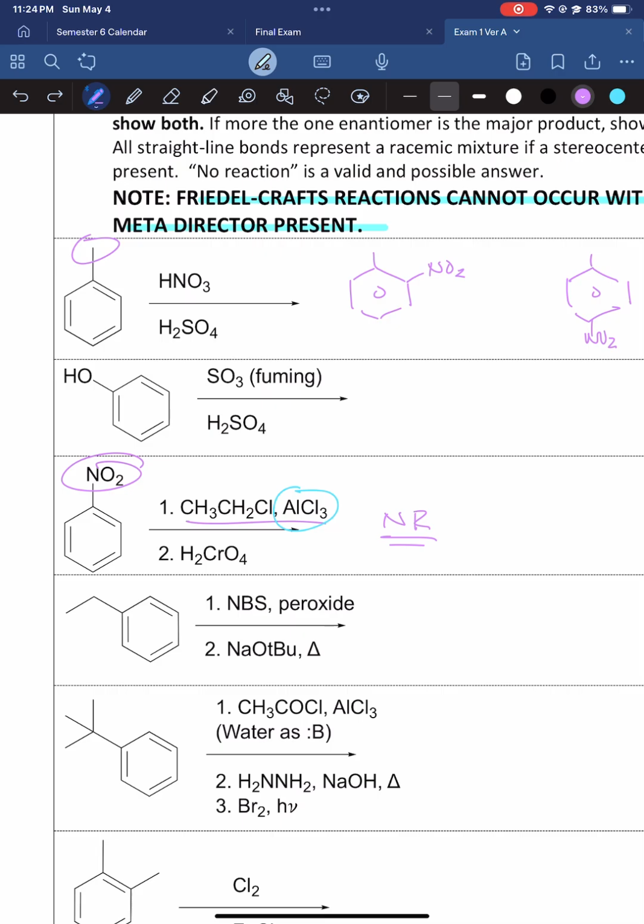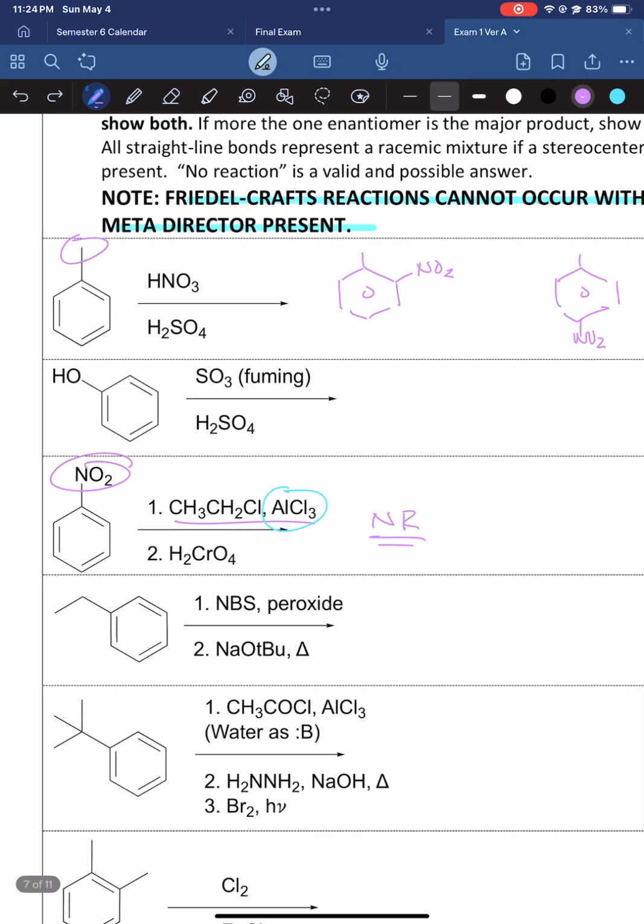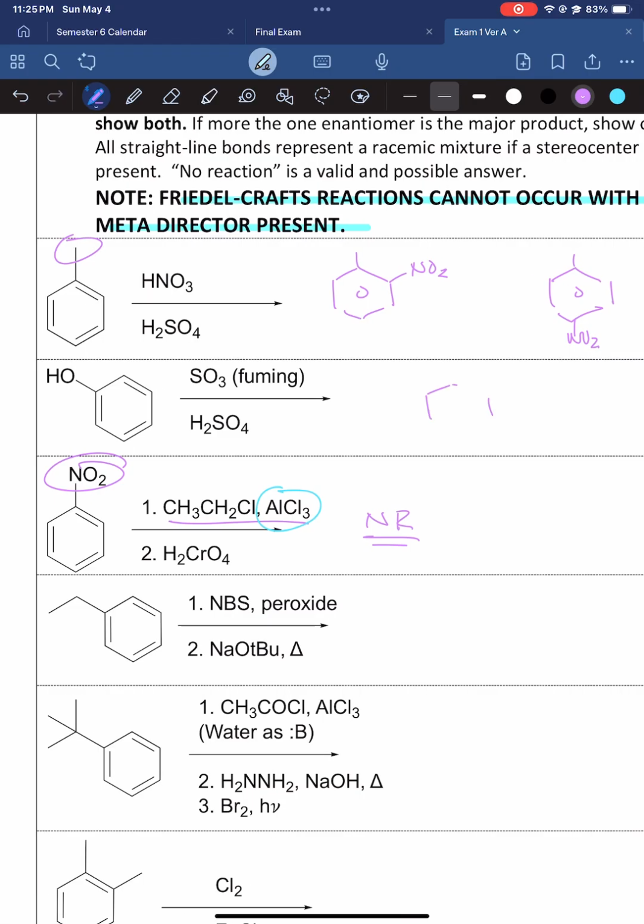And now we got this phenol with fuming SO3 and H2SO4. And in this case, it's a strong activator, so you might think that it goes ortho-para, but like organic chemistry and chemistry in general, there are exceptions to everything. And in this case, the exception is that this is only going to add in the para position, which is very annoying, but it is something that is very important to know.